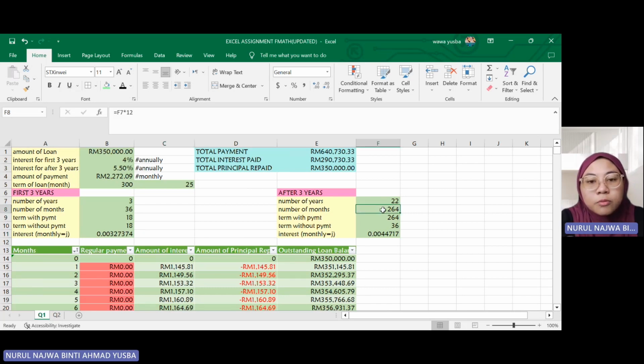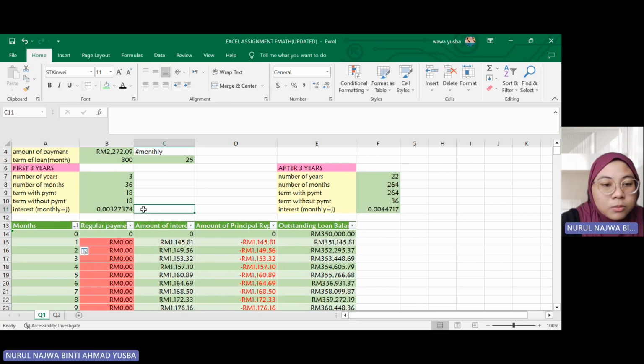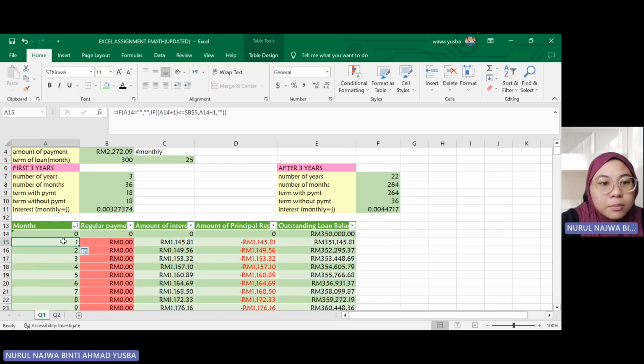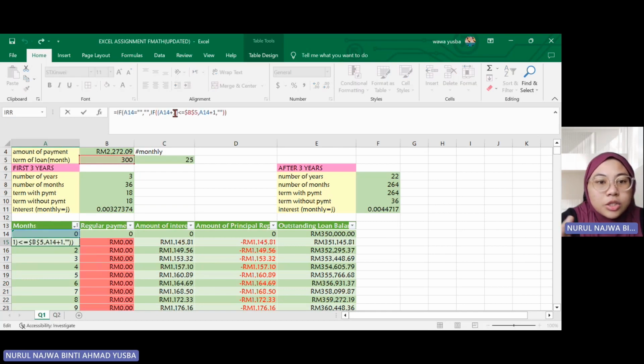After 3 years, number of years left is 22, because 25 minus 3 is 22, and then multiply by 12 to get the number of months. And then term with payment is also 264, because no terms without payment are stated. And term without payment is 36, which is the first 3 years. Calculate J also for after 3 years, and I got 0.00444717.